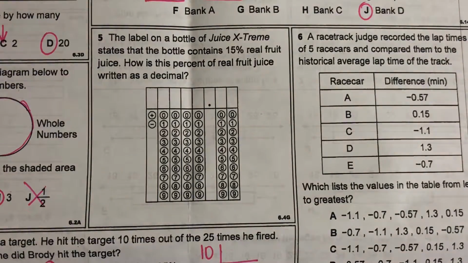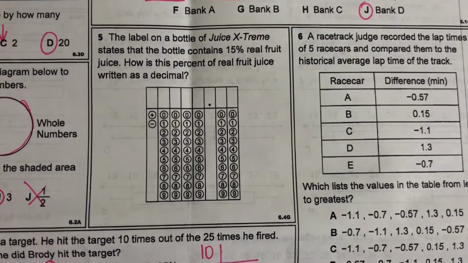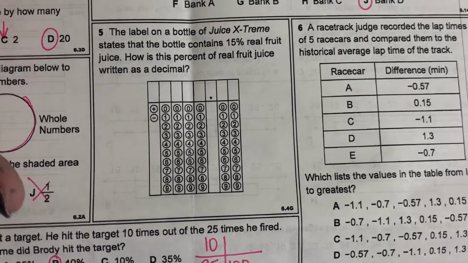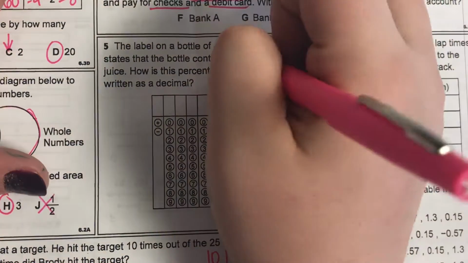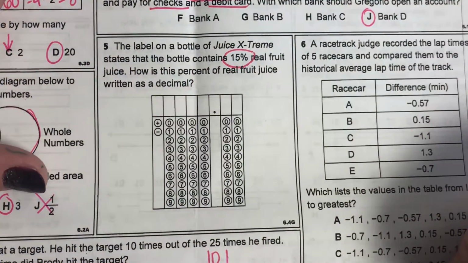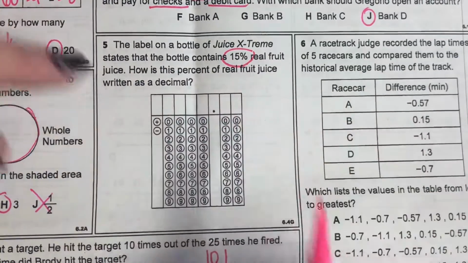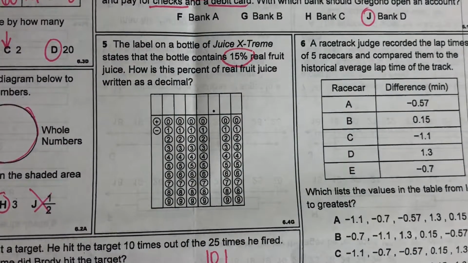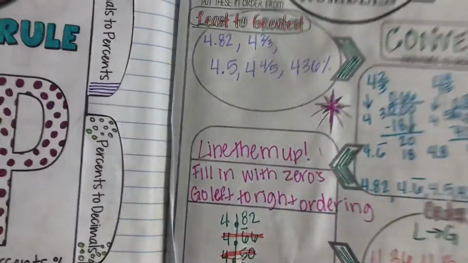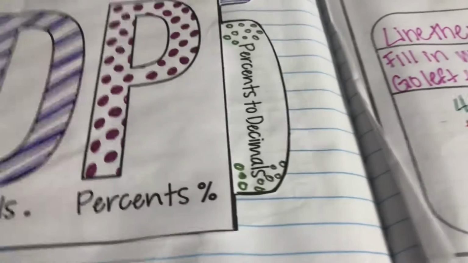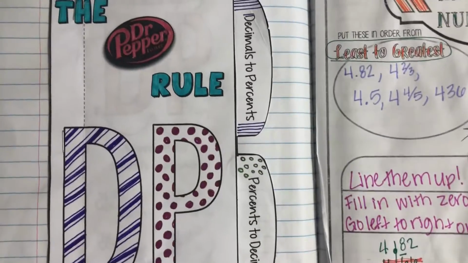The label on a bottle of Juice Extreme states that this bottle contains 50% real fruit juice. How is this percent of real fruit juice written as a decimal? Okay, so if we've got 15%, what we need to know is, how is this percent written as a decimal? Well, lucky for you, if we go back to our handy dandy OMG, behind that first tab, we have the Dr. Pepper rule. So we're looking at converting a percent to a decimal.